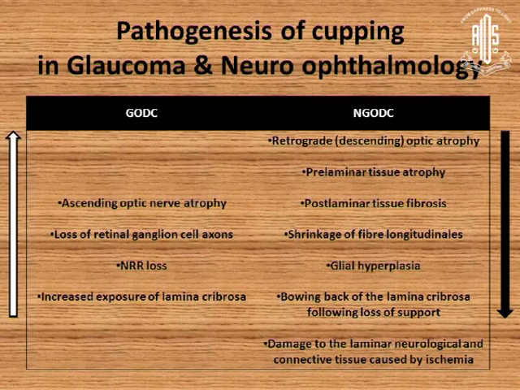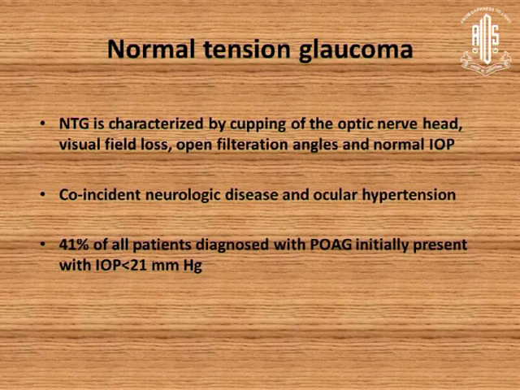Coming to the pathogenesis of cupping in glaucoma and neuro-ophthalmology, the important thing to remember is that in glaucoma it is an ascending optic nerve atrophy, whereas in non-glaucomatous optic disc cupping it's a retrograde or a descending optic atrophy. A word on normal tension glaucoma, because this is the most common form of glaucoma which gets confused with neurological cupping because the pressures are normal. So NTG is characterized by cupping of the optic nerve head, visual field loss, open filtration angles and a normal IOP.